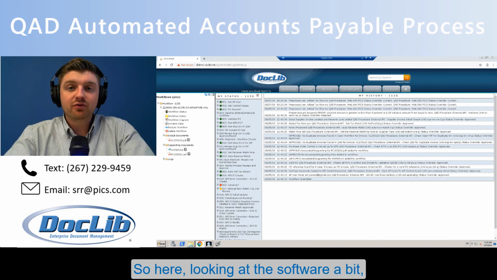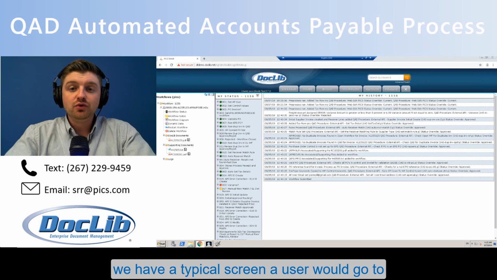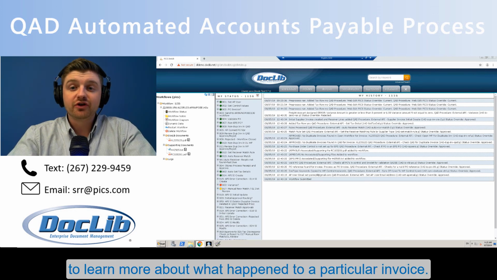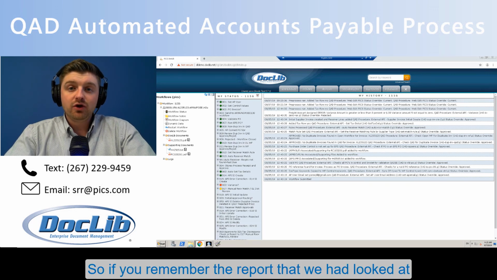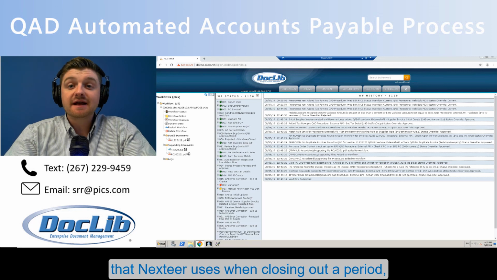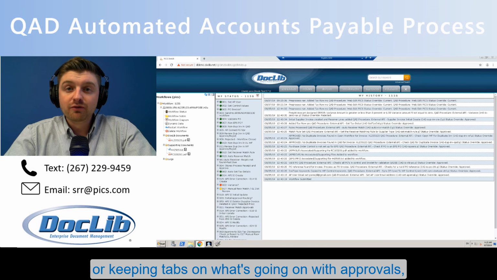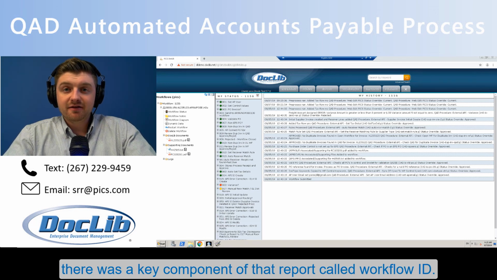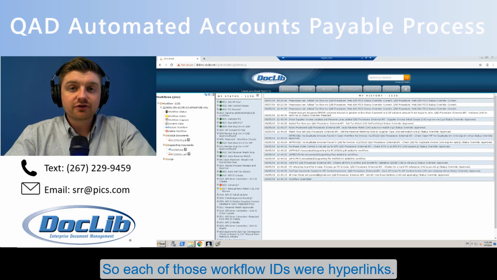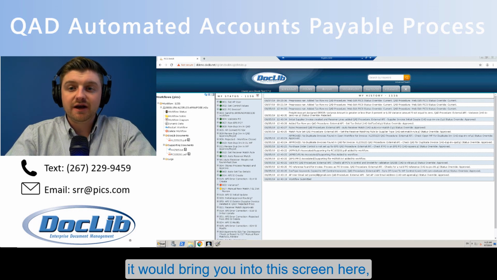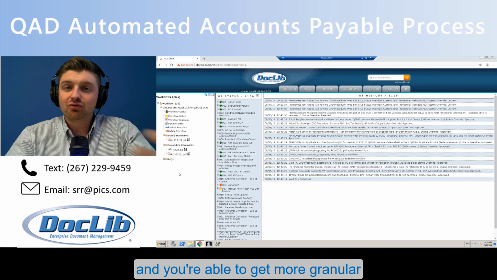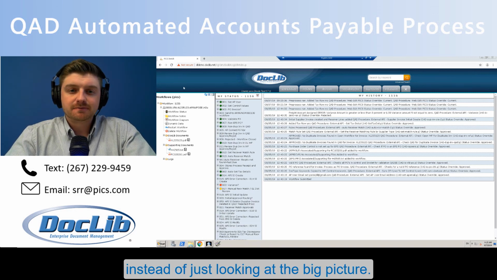So here, looking at the software a bit, we have a typical screen a user would go to learn more about what happened to a particular invoice. So if you remember the report that we had looked at that Nexteer uses when closing out a period or keeping tabs on what's going on with approvals, there was a key component of that report called Workflow ID. So each of those workflow IDs were hyperlinks. If you were to click on that workflow ID, it would bring you into this screen here, and you're able to get more granular instead of just looking at the big picture.